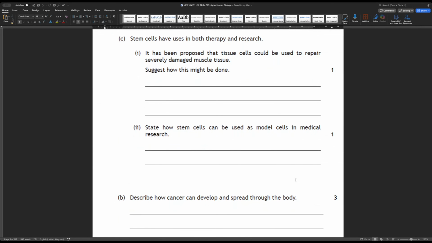Okay, stem cells have been used in both therapy and research. It's been proposed that tissue stem cells could be used to repair severely damaged muscle tissue. Suggest how this might be done.